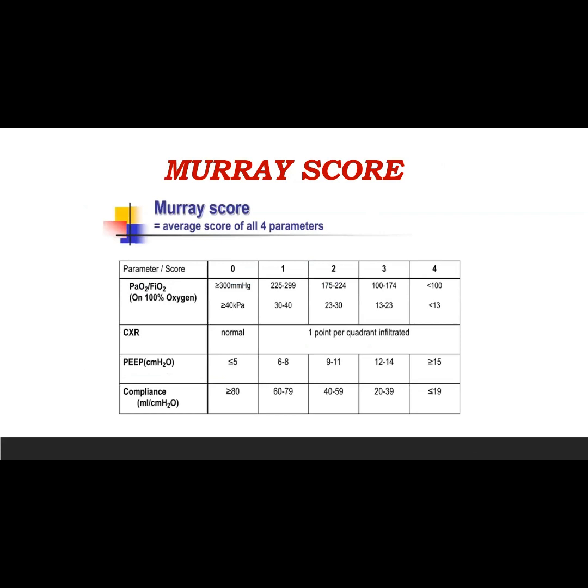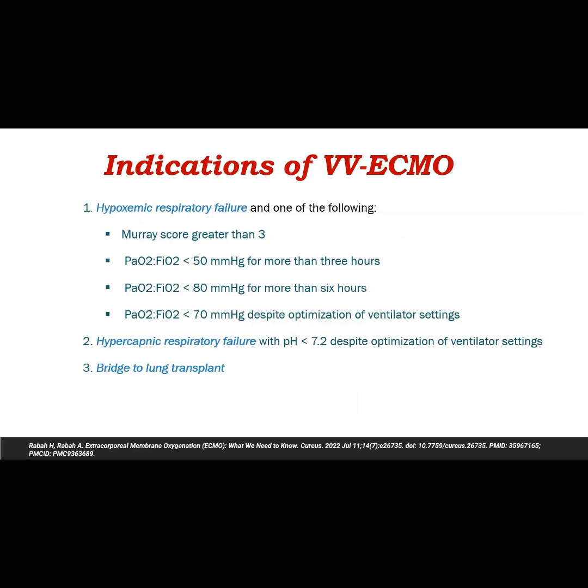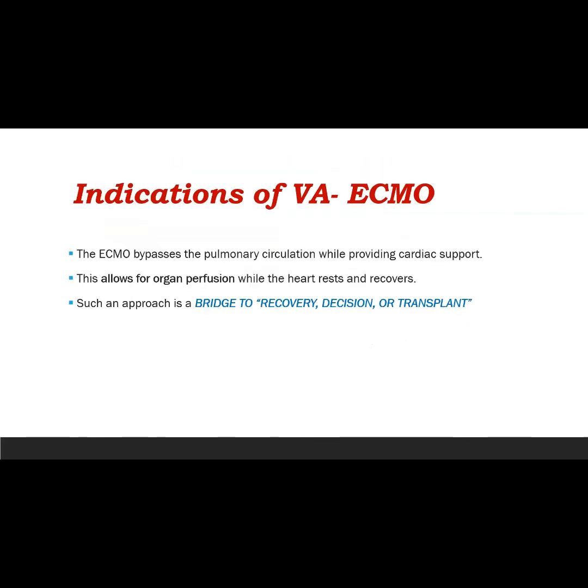The Murray score considers all four parameters: PaO2 by FiO2, chest X-ray, PEEP in centimeters of H2O, and compliance. A score more than 3 along with hypoxemic respiratory failure is an indication of VV ECMO.